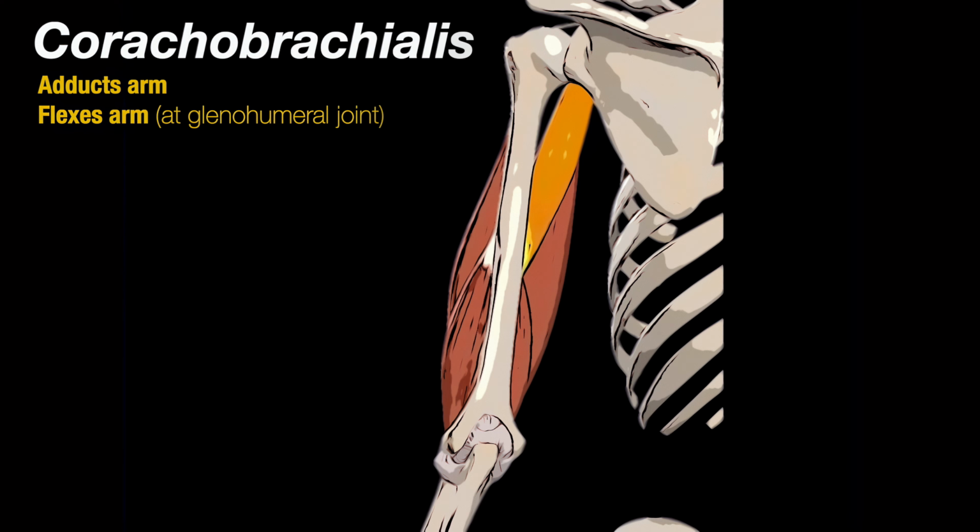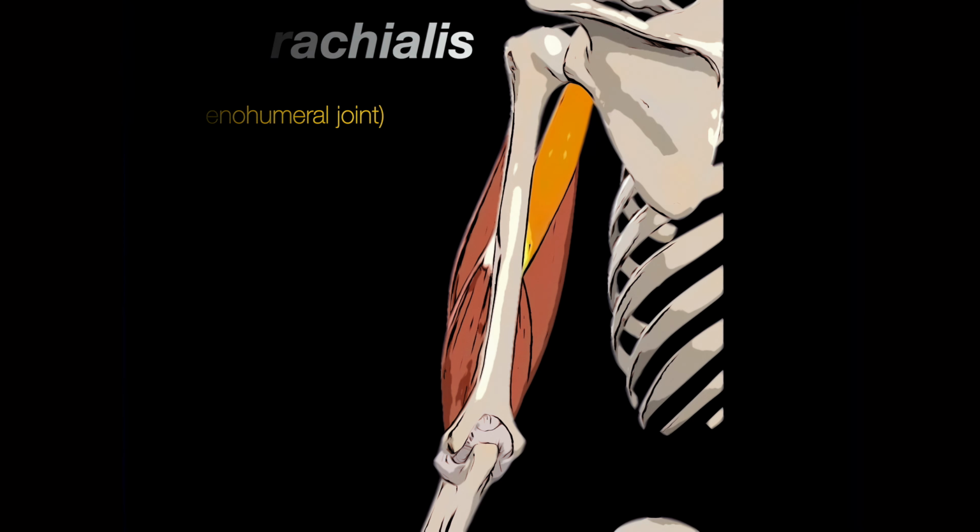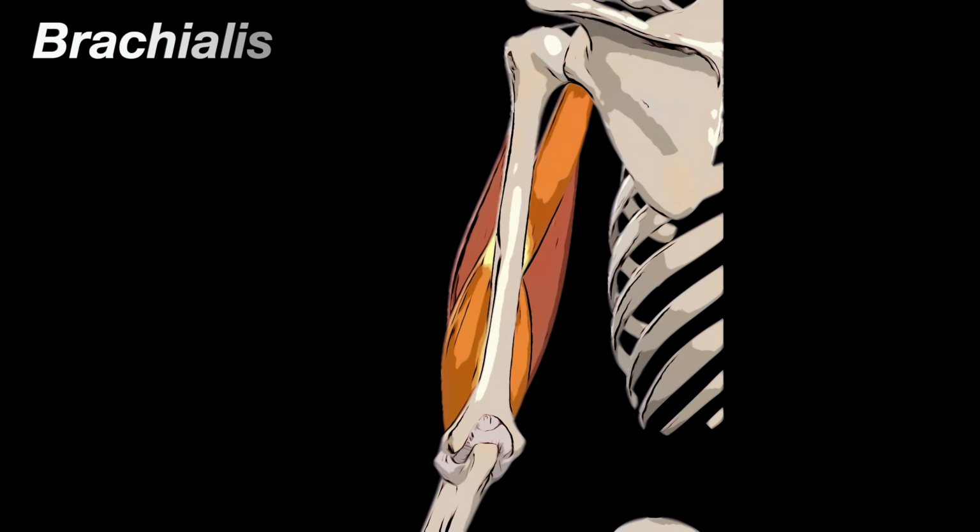This is due to the insertion sites of both of these muscles being found on almost opposite sides of the humerus. The coracobrachialis muscle can be tested by adducting the arm at the glenohumeral joint against resistance, during which it can be palpated. The brachialis muscle is found in the anterior compartment of the arm.